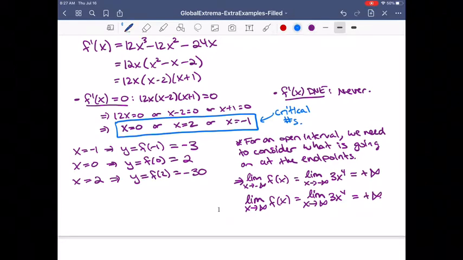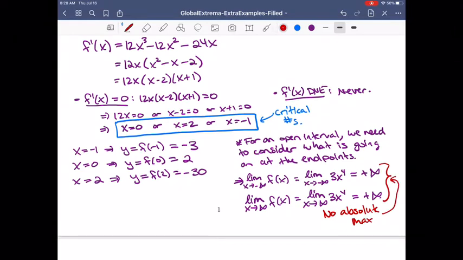So what this tells us is that because we go to positive infinity, there's going to be no absolute maximum. Because 2 cannot be the biggest value if I know that the y values go to infinity. Okay, and if these had gone to different infinities, so maybe one went to positive infinity and one went to negative infinity, then there'd be no extrema at all. We'd only have the relative extrema, but no global extrema.